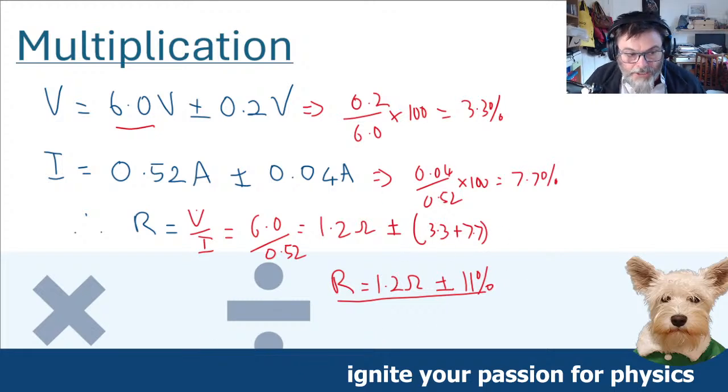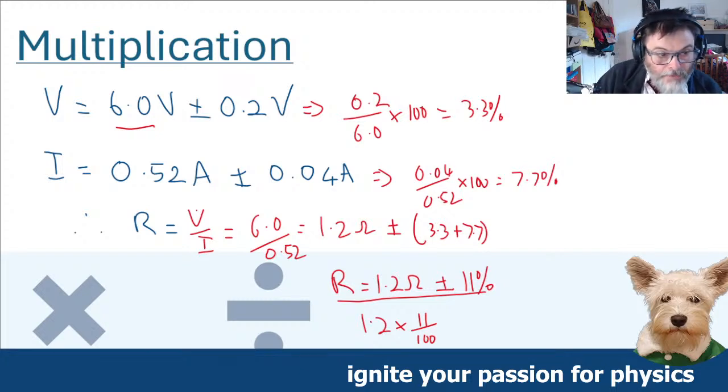Now you might in an exam have to convert this 11% back to an absolute value. So you would just do 1.2 times 11 over 100. And that would be whatever that comes out as. That would be your absolute value that you could put in. Okay, so that's what you do when you're doing multiplications. In a moment, we're going to look at some examples of how you use these in a couple of actual exam questions, which I guess in some ways will be the most useful thing.